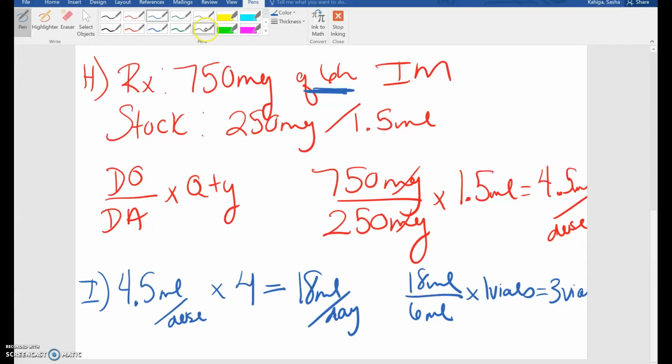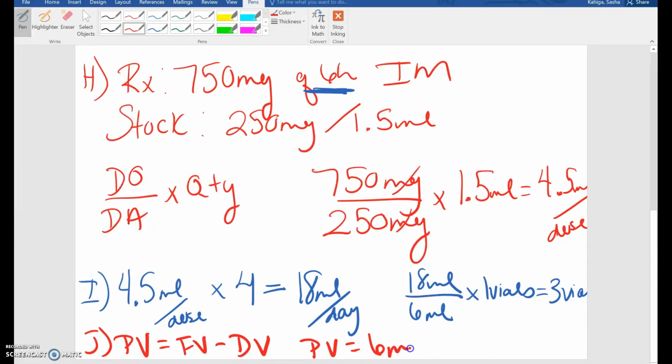And then the last question, let me see if I can fit it down here. J, it says, what is the powder volume? PV. Remember, PV equals FV minus DV. All right. Well, you already know that your final volume is 6 milliliters. The diluent volume that you added to the container was 5.7 milliliters. If you subtract the two, your powder volume is 0.3 milliliters.